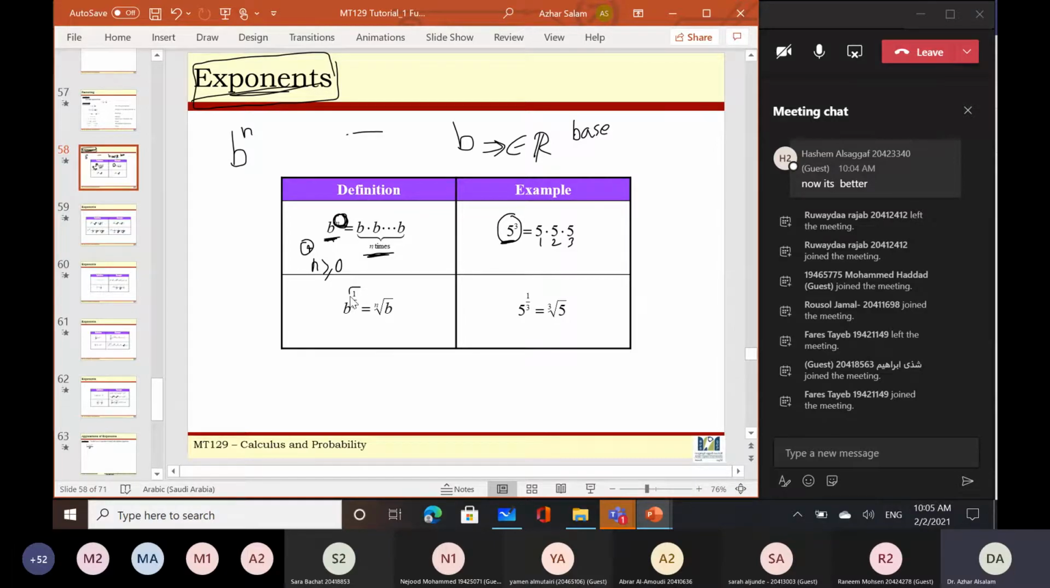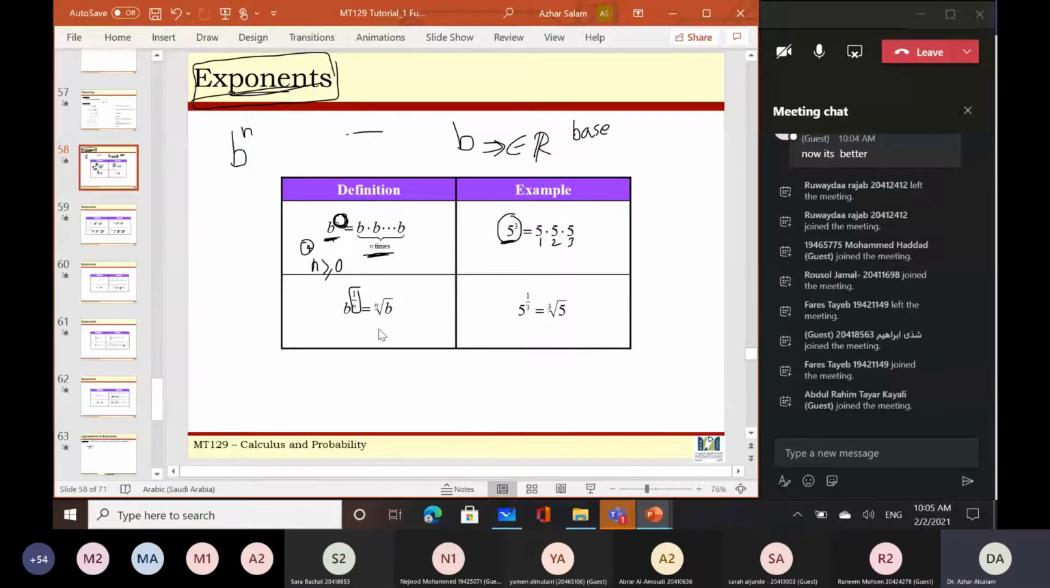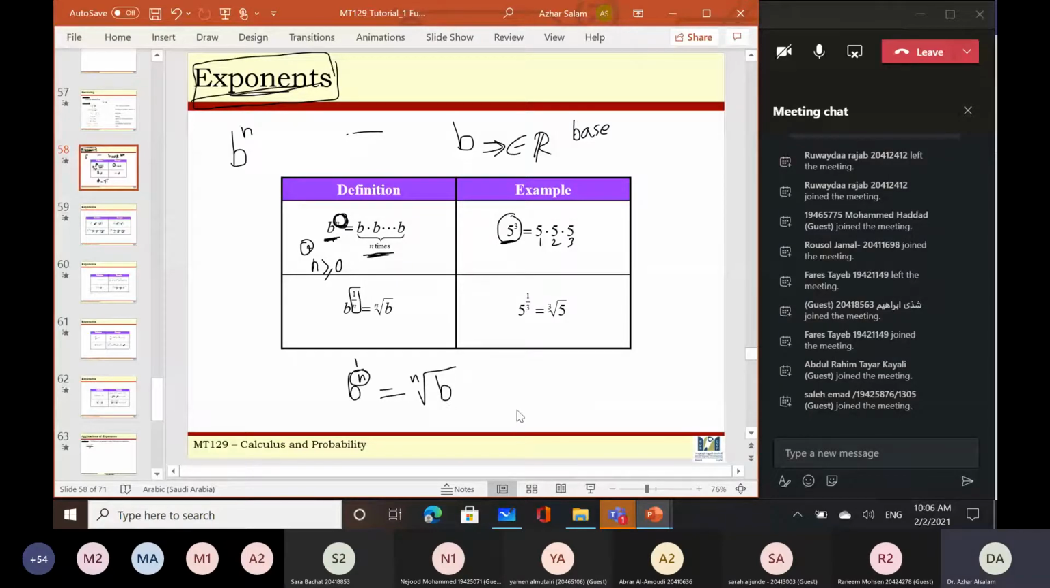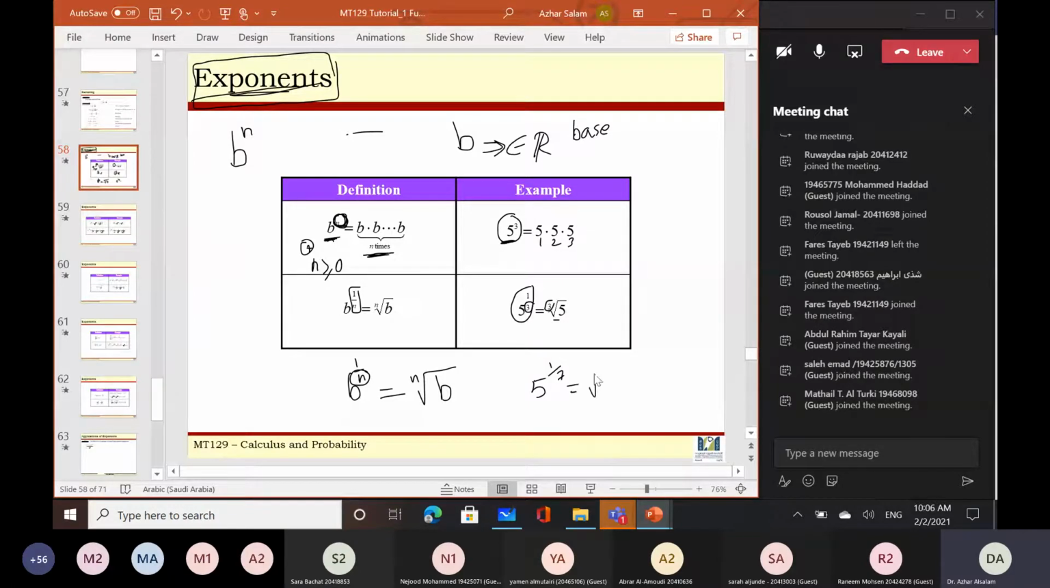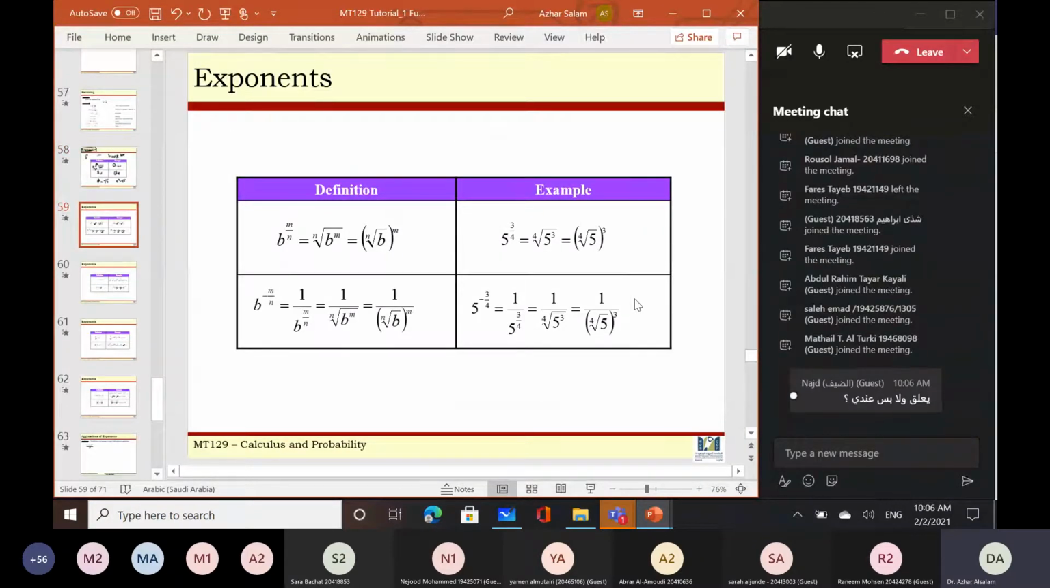Okay, but if n is a rational number like 1 over n, if I take the power of any number to a rational number, 1 over n, that means a square root or any degree of root. This is the nth root of b. For example, if I have 5 to the power 1 over 3, the 3 in the denominator means the degree of the root. Also, for example, if I have 5 to the power 1 over 7, this means the seventh root of 5, like this. Okay, this is the meaning of exponents here.